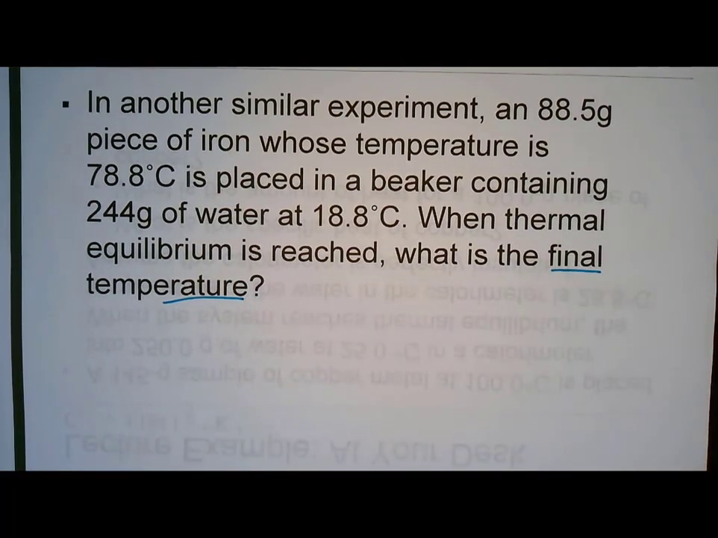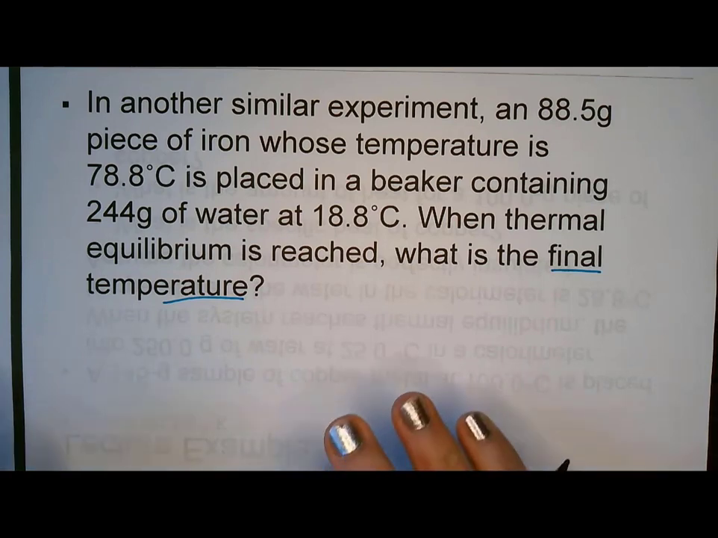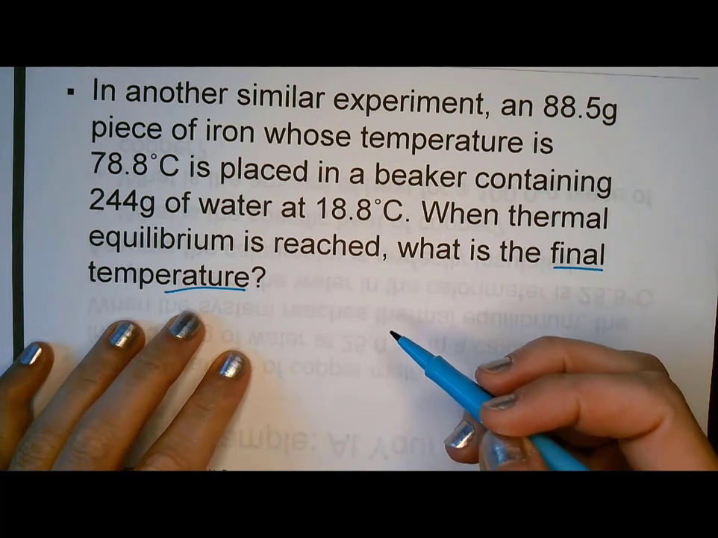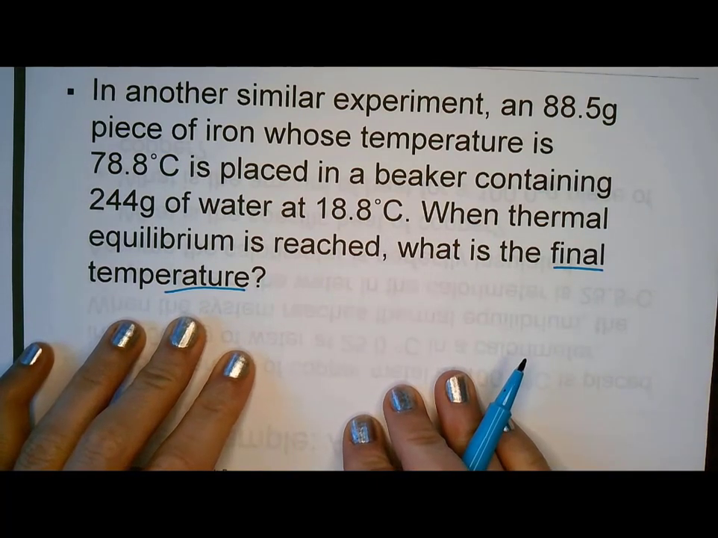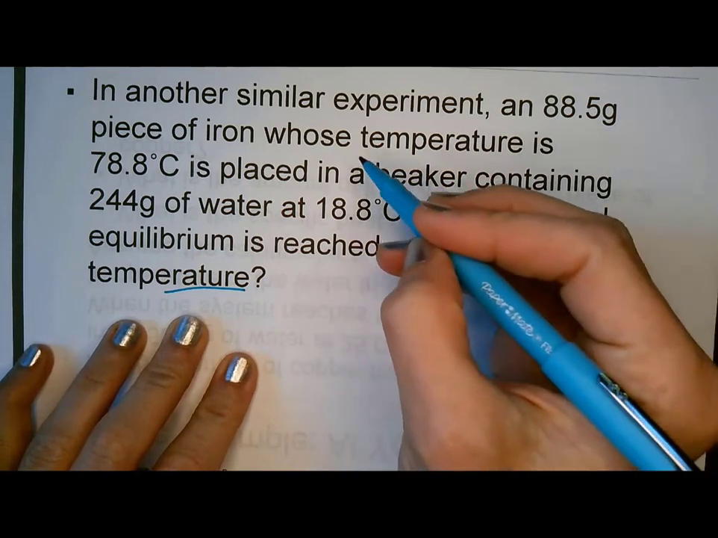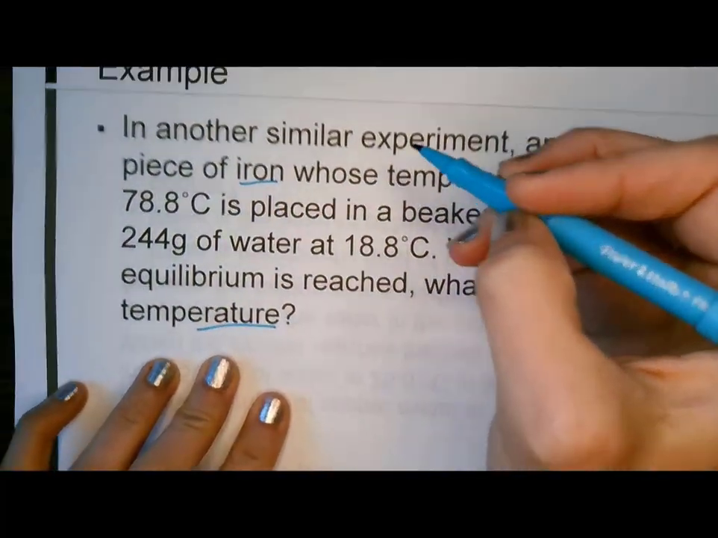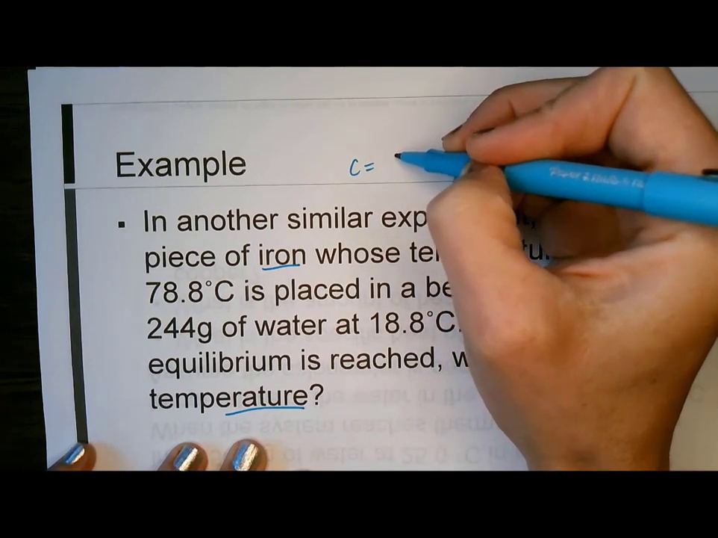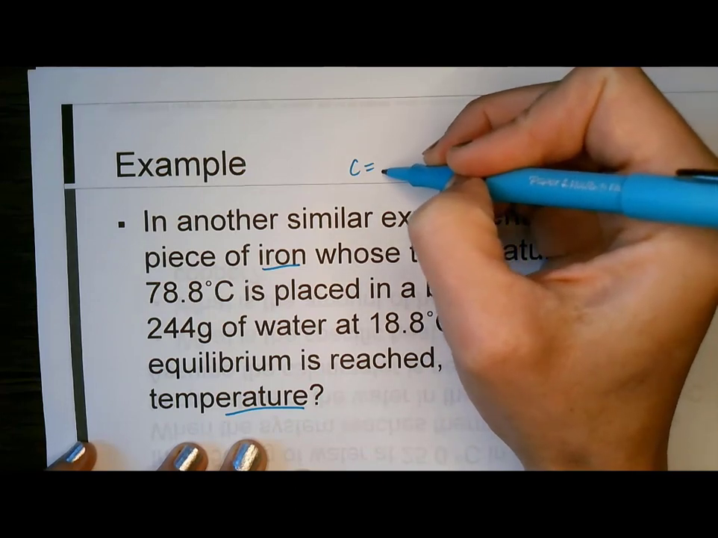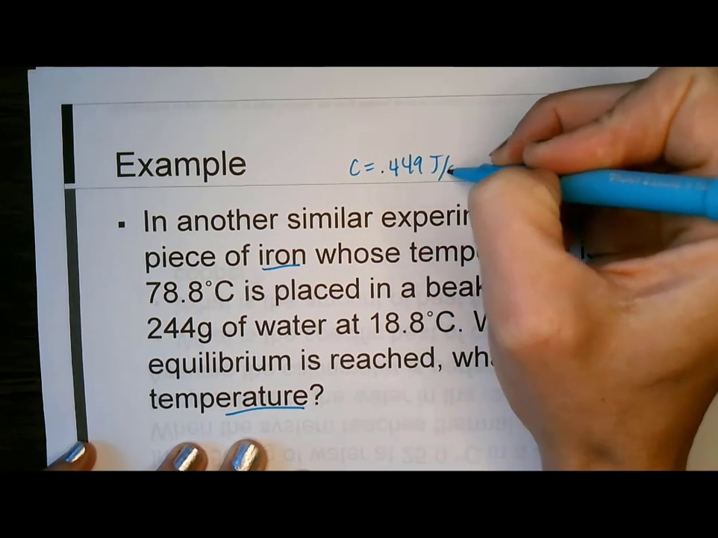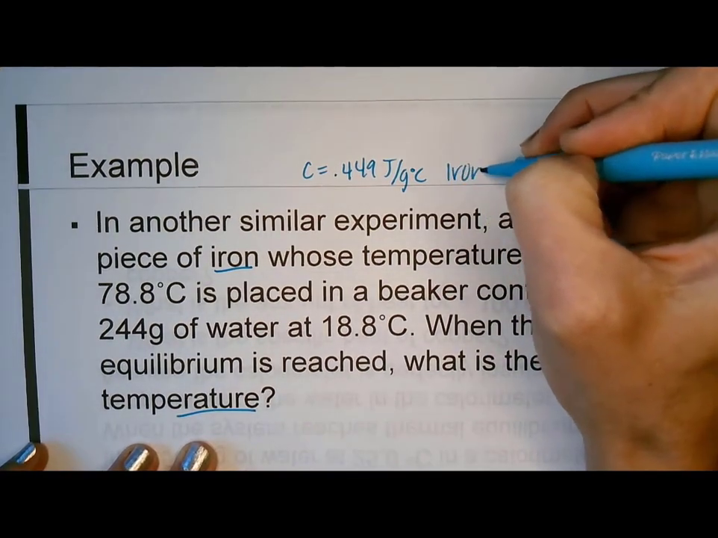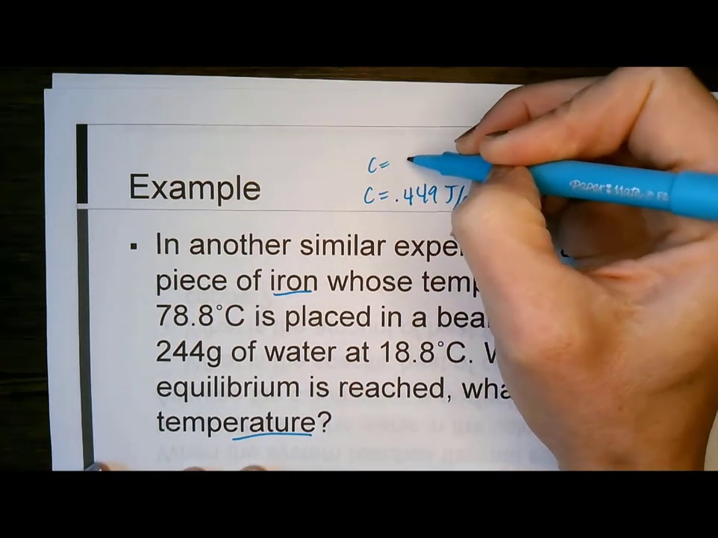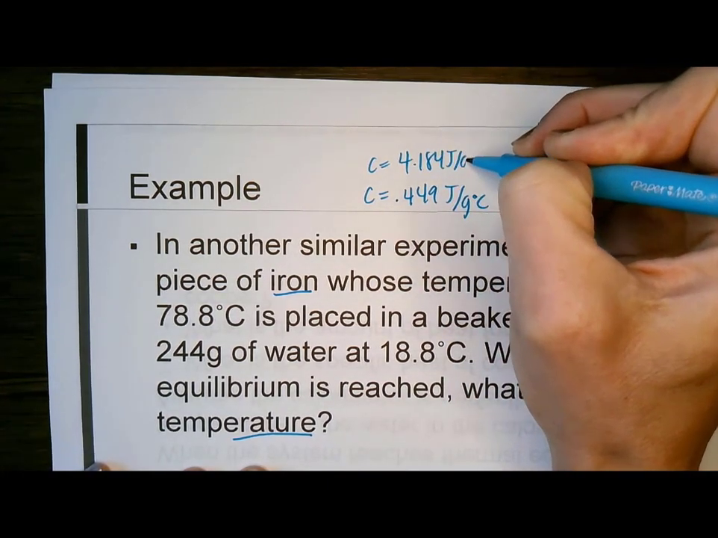We do know the specific heat of iron that we just found in that last problem, but to be more specific, we could go back to the slide that had the specific heat capacities of our common materials, and we could go, oh, we have iron. The specific heat of iron is a known value, which is, let me look back, 0.449 joules per gram degree Celsius for iron. And we know that water's specific heat is 4.184 joules per gram degree Celsius.